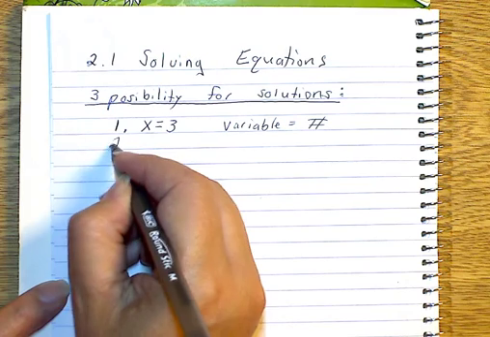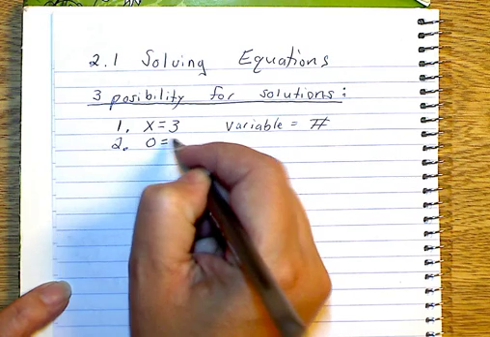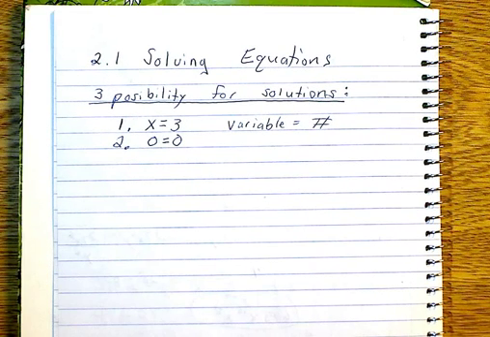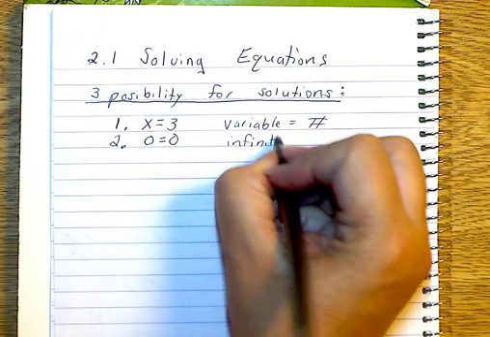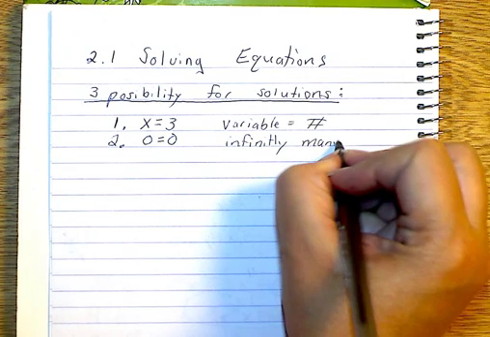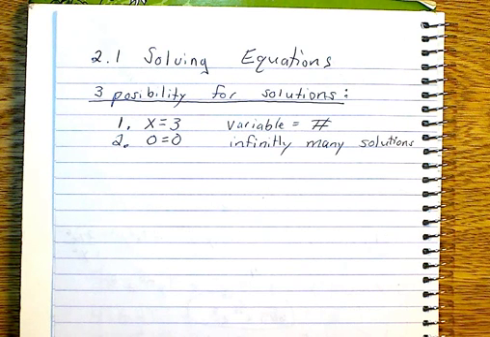Number 2, the second type of solutions will be that you'll end up with 0 equals 0. You literally will solve it all out and you'll get the last row will say 0 equals 0. What does that mean? Has anybody in a previous class ever saw 0 equals 0? And do you remember what it means? It means infinitely many solutions. So that means that anything that you put into the equation will make it true.